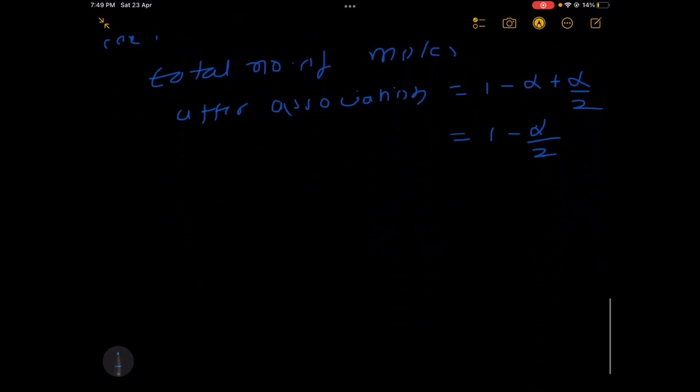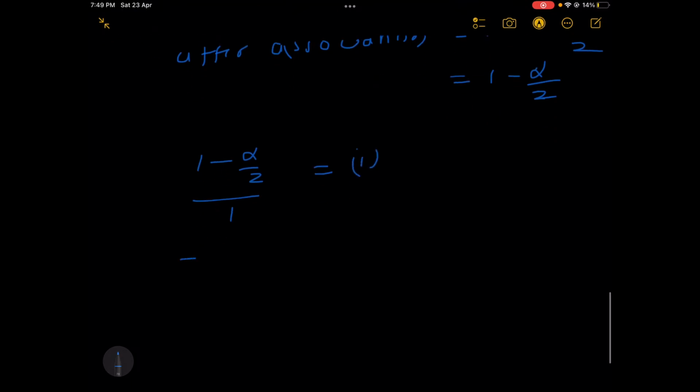So the total number of moles after association is 1 minus alpha by 2, divided by 1, that is equal to the Vant Hoff factor, and it's 20%. That means this is 1 minus 20 by 2 into 100, which is 1 minus 0.10. So this is coming out to be 0.9, which is less than 1.